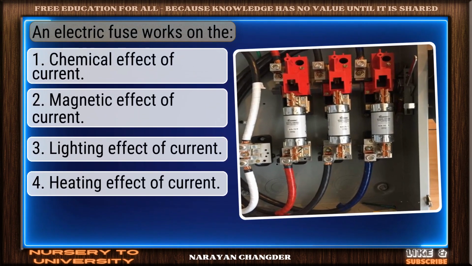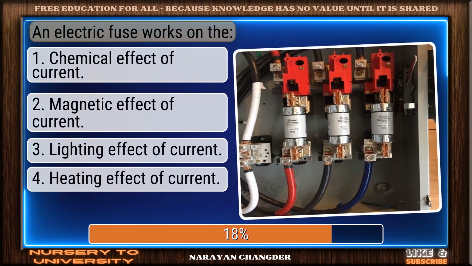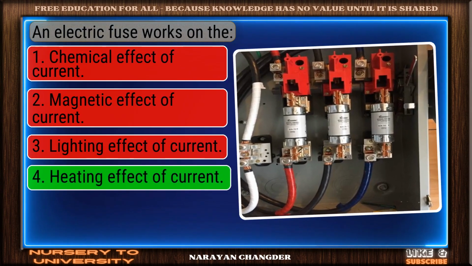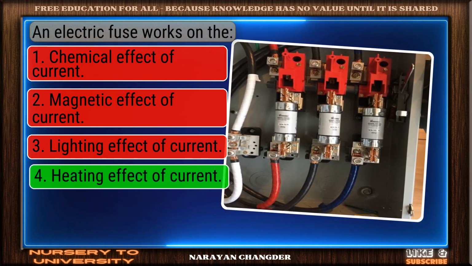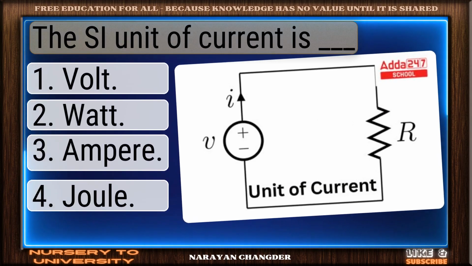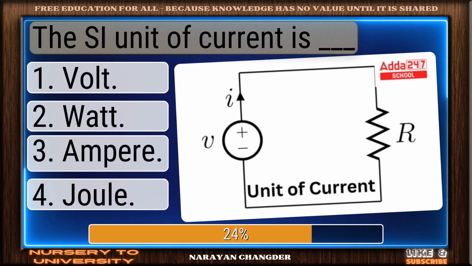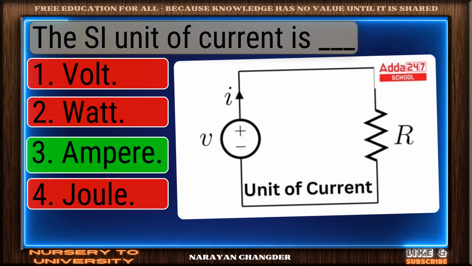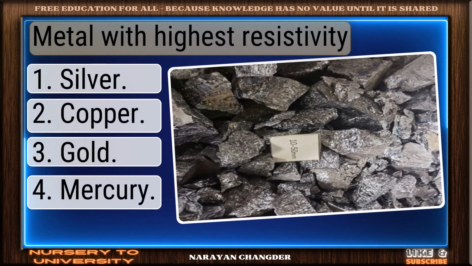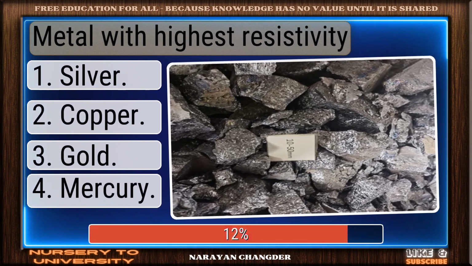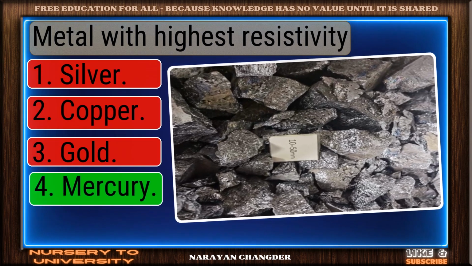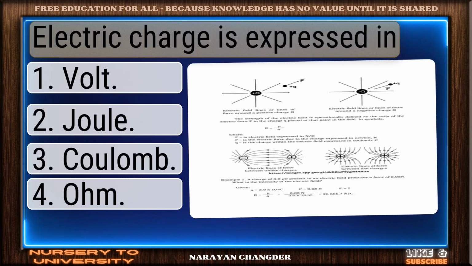An electric fuse works on the... Valid point. Heating effect of current is true. The SI unit of current is dash. Smart move. Ampere is the accurate answer. Metal with highest resistivity. Correct response. Mercury is accurate.